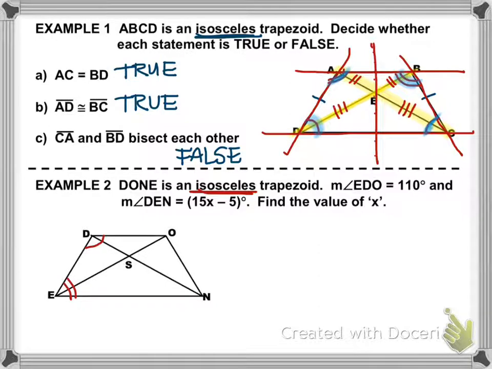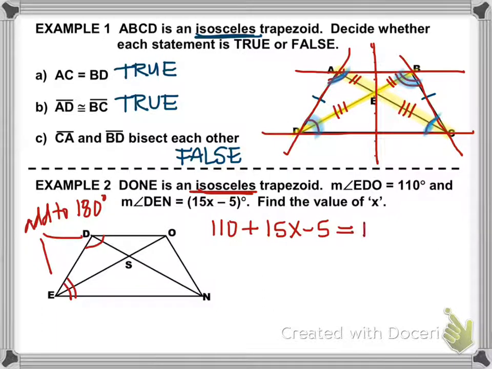I just said those are supplementary. They're going to add to 180 because those are same side interior. So we want to make an equation that shows that they add up to 180. So we'll say 110 plus 15x minus 5 equals 180. And then this is the equation that we'll solve.